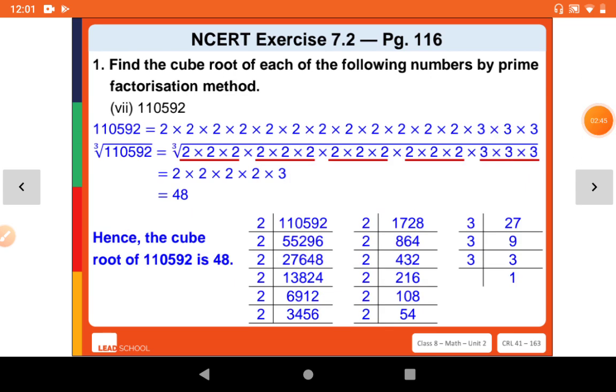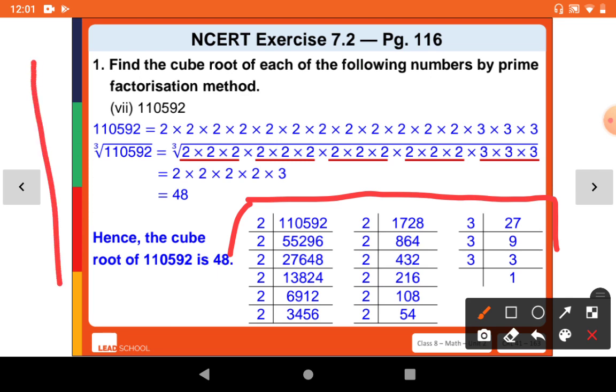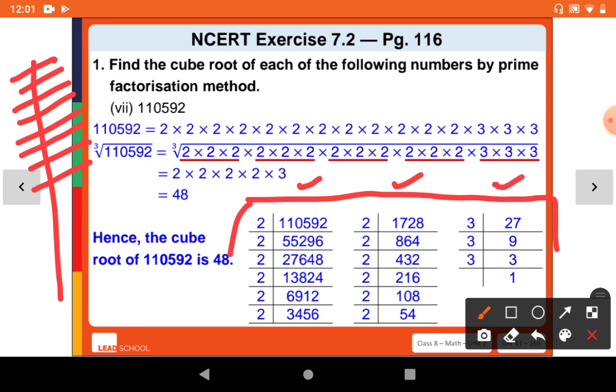Here is the solution of the given number 1,10,592. The prime factorization of this number is done here, but you will not do it this way. You will continuously do the prime factorization. You have to do it like this, you are not to split it like this. Okay, so firstly you will do prime factorization at the side, then you can find out the cube root of the given number, which comes out to be 48.